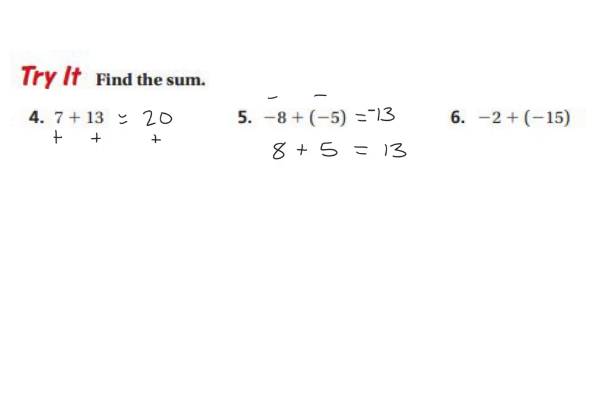For the last one, -2 plus -15. Well, 2 plus 15, that's going to equal 17. So I know that it has to do something with 17. However, this was negative, that one's negative, so I'm going to end negative as well.